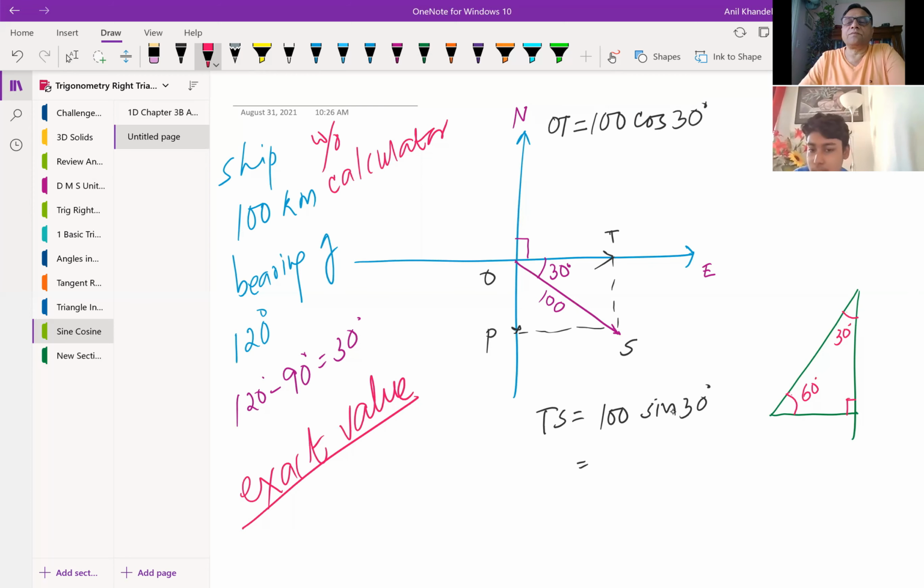Wait, sir, this triangle seems to be a 60, 30, 90. Correct. That's why you can do the exact value, right? So 60, 30, 90, sir. That means the sides are 1, 2, and square root 3, correct? Yes, sir. So now you know the value of sine 30 and cosine 30, right? Tell me the exact answer now.